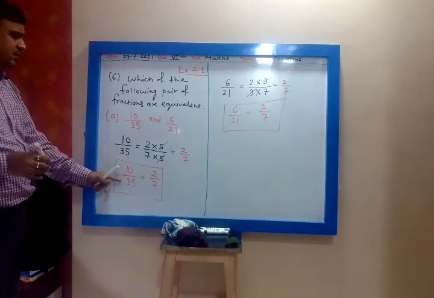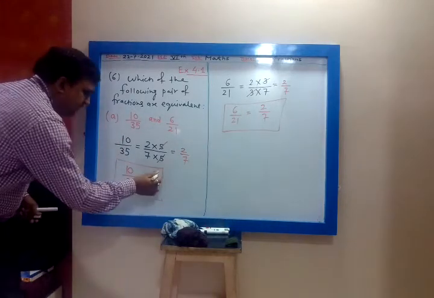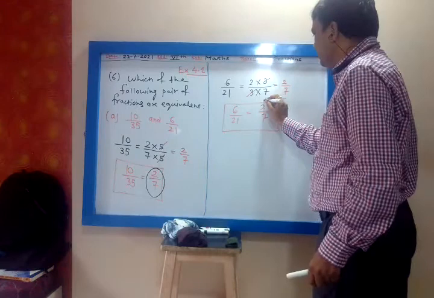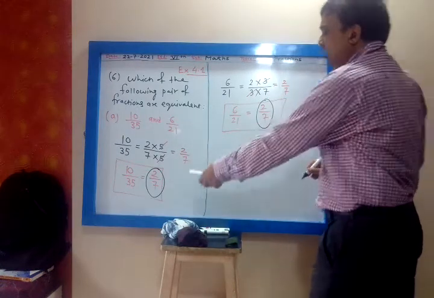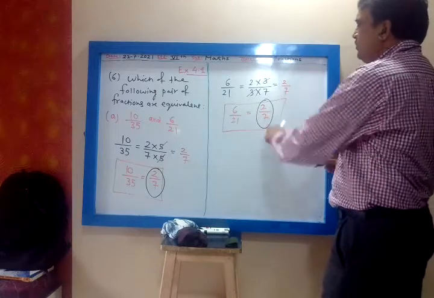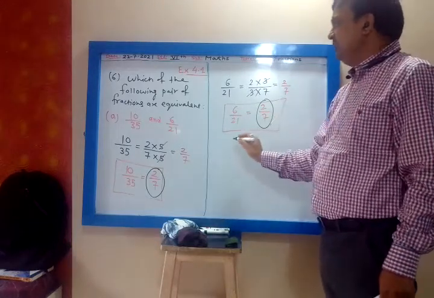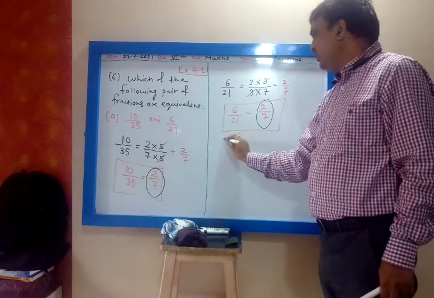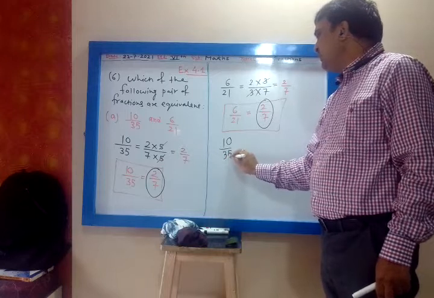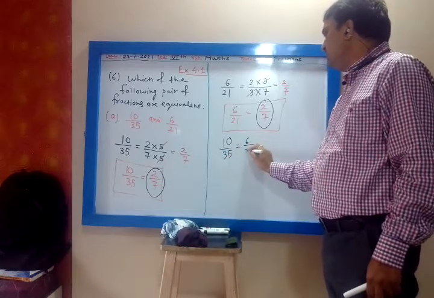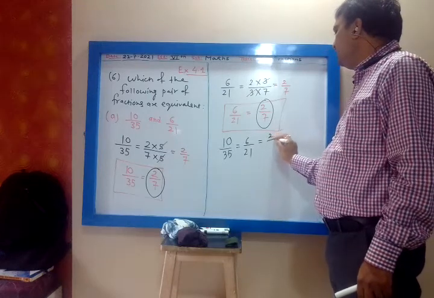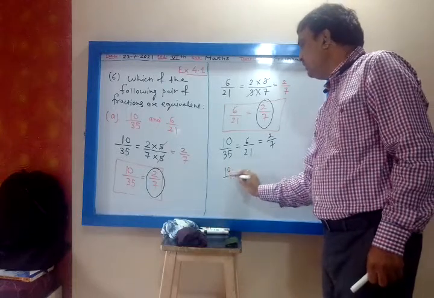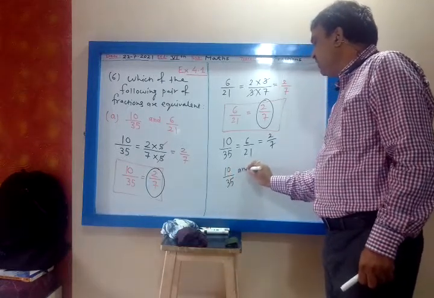Now 10 upon 35 is what? 2 upon 7. 6 upon 21 is also 2 upon 7. So 10 upon 35 and 6 upon 21, they are same as 2 upon 7. And therefore they are equivalent. Whenever both are equal to 2 upon 7, they are equivalent. So 10 upon 35 and 6 upon 21 are equivalent.